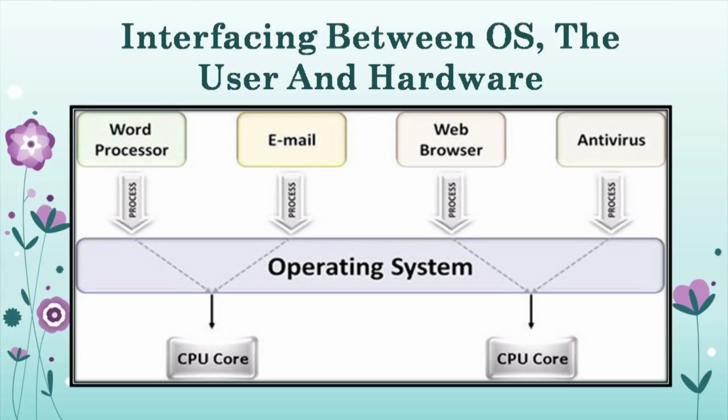Let us see the diagram which was given and get to know how the interfacing between the user and the hardware happens. You have various application programs. You have a word processor which helps you make Word documents. You want to email something to somebody, you use an email application. You want to use your internet, you go to Google, etc., and you use web browsing applications. You want your computer to be safe and secure, you want an antivirus application.